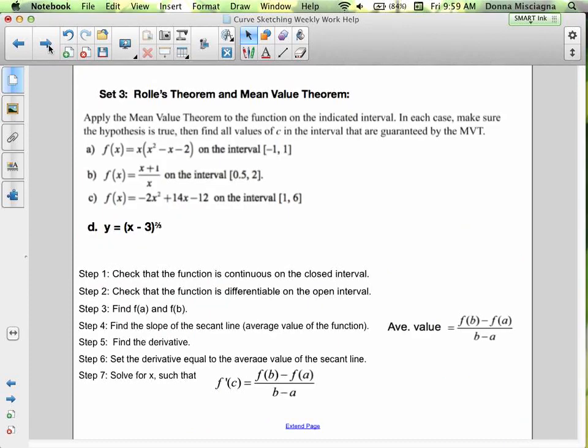All right, Rolle's theorem, mean value theorem. Apply the mean value theorem to the interval indicated. Make sure the hypothesis is true, and then find all values in the interval guaranteed by the mean value theorem. Make sure that you are justifying. On the AP test, you'll need to justify. If you just go and find the values and you never say step 1 and step 2, the function's continuous and the function's differentiable and why, right?